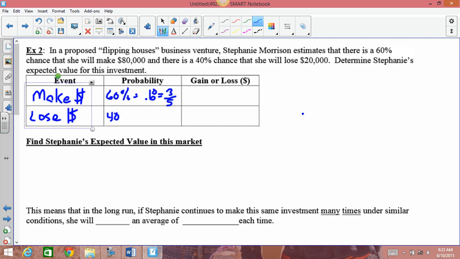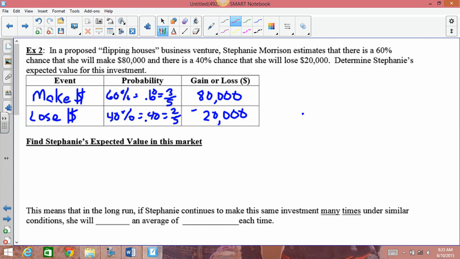So I would say, okay, well, there's 40%. That would be the same as 0.40, and that can be written as a fraction then as 2/5. This is what I was mentioning before. Make sure that that column, when you add it together, gives you 1. 3/5 plus 2/5, sure enough, it's 5/5, so that's equal to 1, so I'm good to go there. Now let's put a gain or loss in this column. So if you're making money, she's going to make 80,000. So I'm going to put a positive 80,000 there. If she's losing money, she's losing 20,000. And because she's losing it, you're going to put a negative.